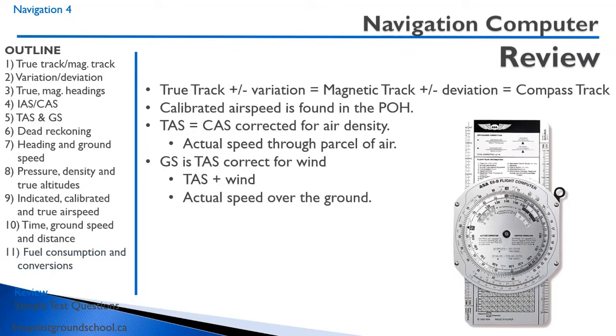So if we take the true track, we add or subtract the variation, we end up with the magnetic track. We add and subtract the deviation, we end up with compass track. The calibrated airspeed is found in the POH. True airspeed is calibrated airspeed corrected for air density. We can look at the POH to find our planned true airspeed. Then we look at our flight computer if we want to convert our indicated or calibrated airspeed to true airspeed based on the temperature and pressure. Ground speed is true airspeed corrected for wind, and it's the actual speed over the ground.